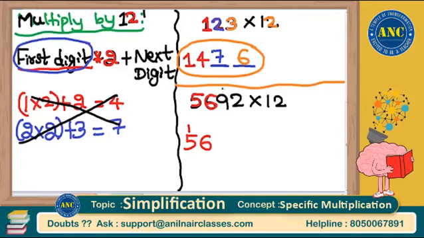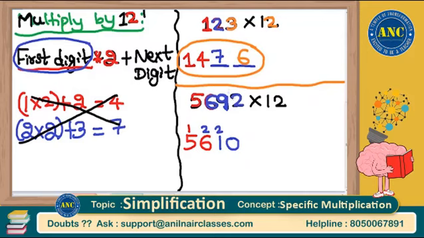To get my third digit, take the second digit 6, double it. 6 into 2 is 12. 12 plus 9 is 21. Write down 1, carry 2. Third digit, 9 into 2 is 18. 18 plus 2 is 20. Write down 0, carry 2.